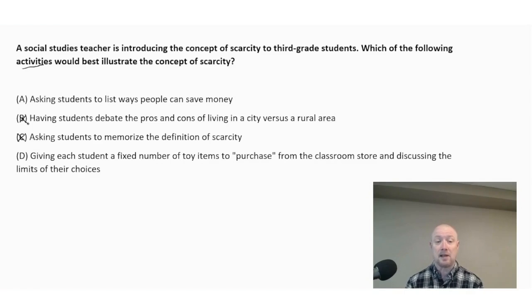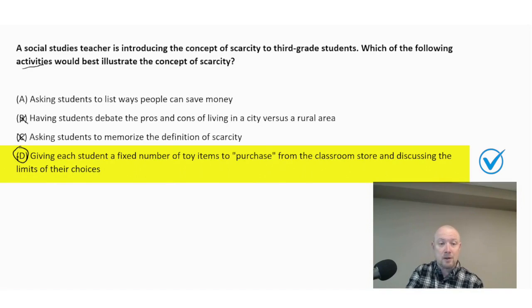And in this case here, the best answer would be choice D, giving each student a fixed number of toy items to purchase from the classroom store and discussing the limits of their choices. So that is showing what's going to happen with scarcity. If certain students want a particular toy and it's running low in the classroom and things like that. So choice D. Those are a few examples of the types of world history and economics questions you'll see.